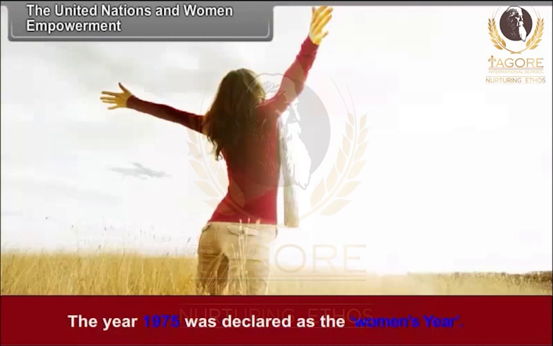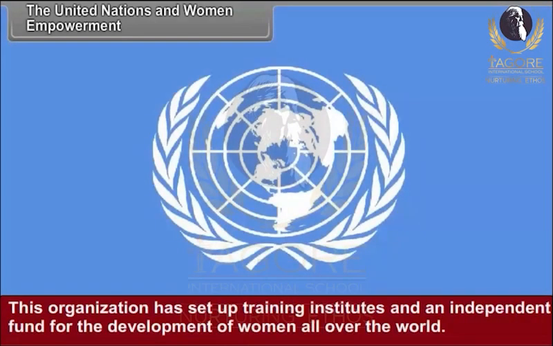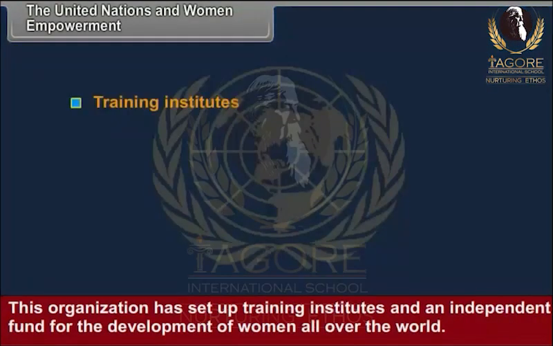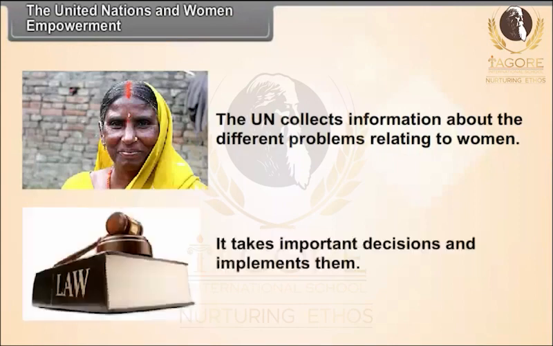The year 1975 was declared as the Women's Year. Not only that, 1976 to 1985, an entire decade, was declared as the Women's Decade. This organization has set up training institutes and an independent fund for the development of women all over the world. The UN collects information about the different problems relating to women. On the basis of this, it takes important decisions and implements them.